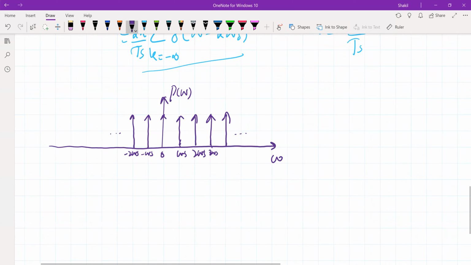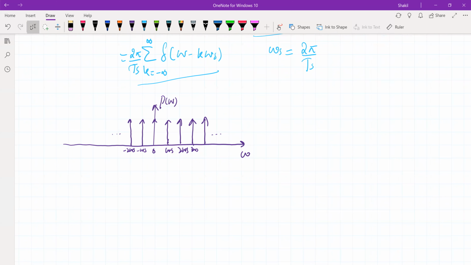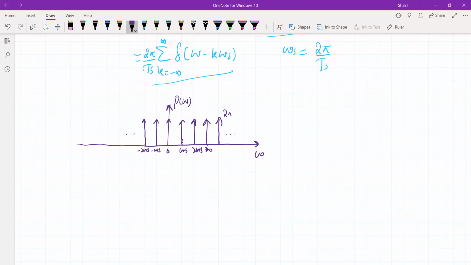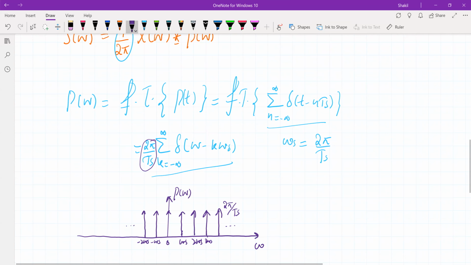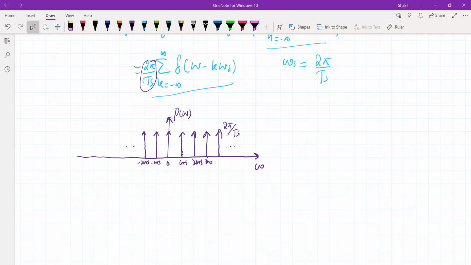So the Fourier representation, or the frequency domain representation, of this impulse train is again an impulse train, and the amplitude is 2π/Ts. You can see the amplitude of these impulses is 2π/Ts. All right, so the frequency domain representation of the impulse train in the time domain is again an impulse train in the frequency domain. Impulse train means simply it's varying from minus infinity to infinity. So it means the frequency domain representation is again impulses.